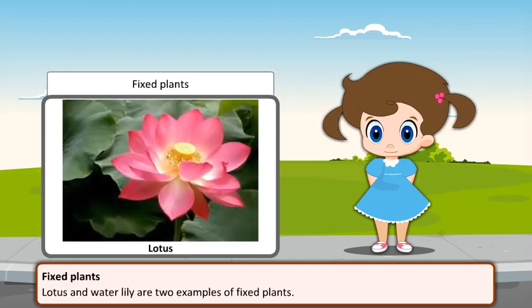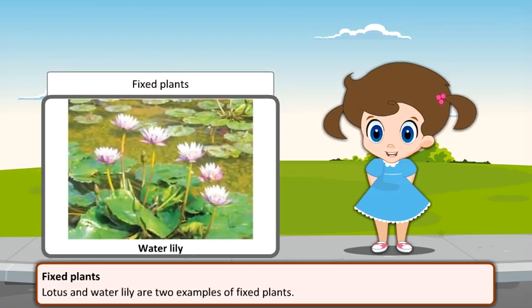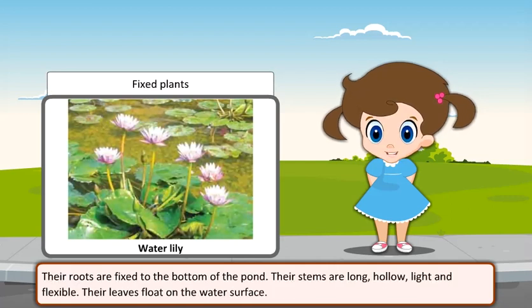Fixed plants. Lotus and water lily are two examples of fixed plants. Their roots are fixed to the bottom of the pond. Their stems are long, hollow, light and flexible. Their leaves float on the water surface.